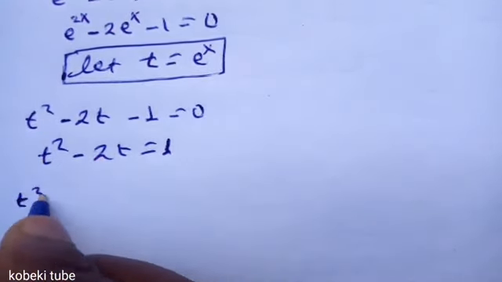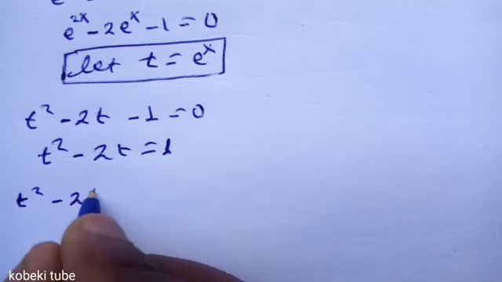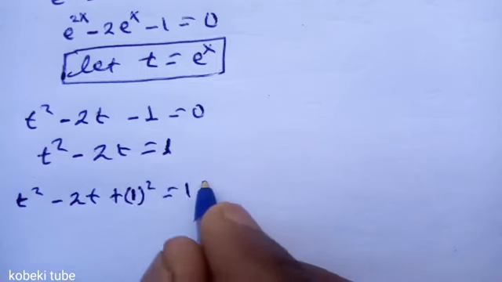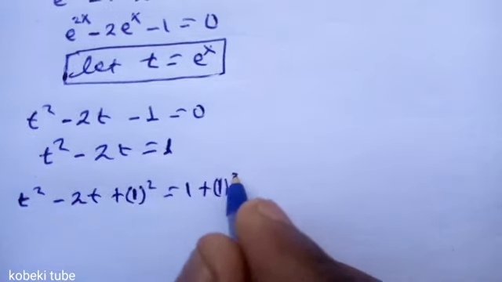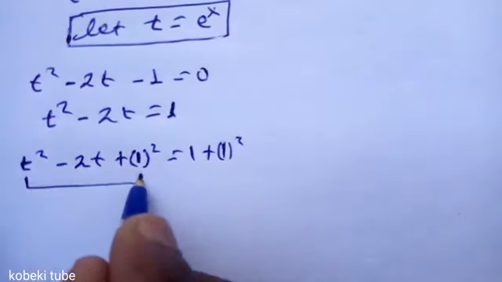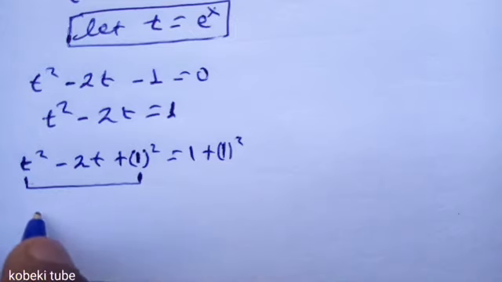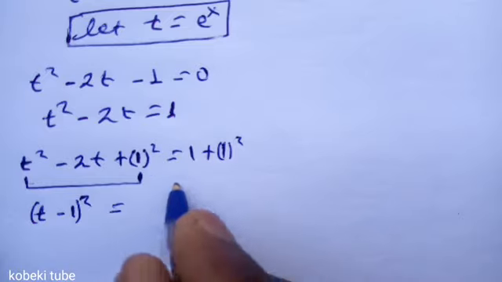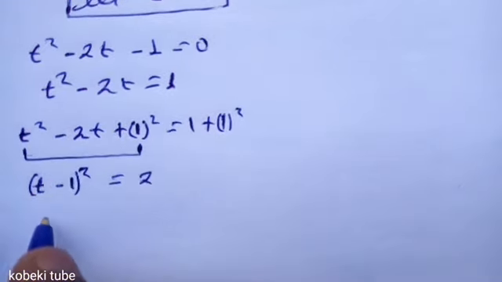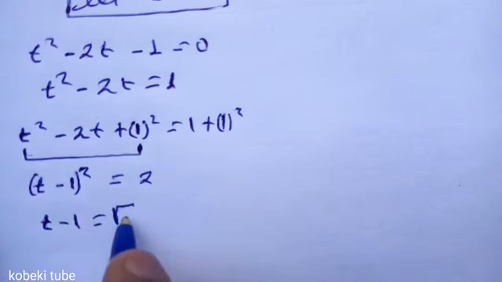t squared minus 2t plus 1 squared equals 1 plus 1 squared. And then here we have a perfect square, so we can write this as t minus 1 the whole squared equals 2. And this becomes t minus 1 equals square root of 2.